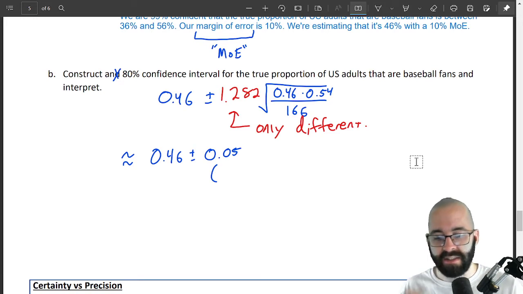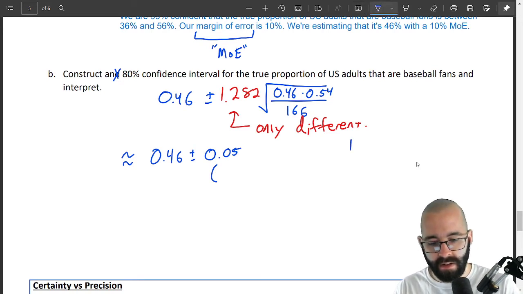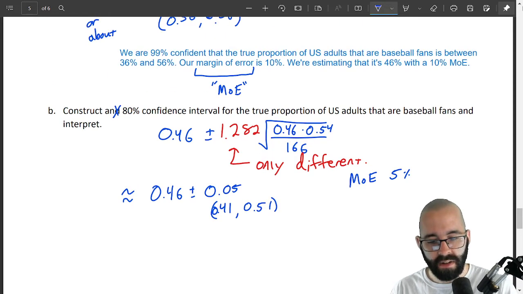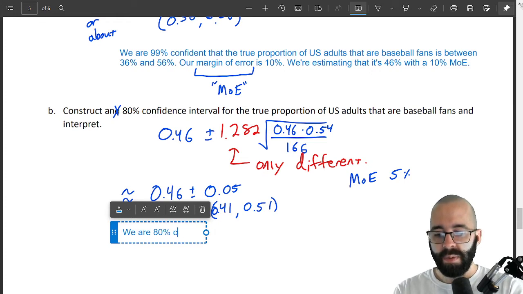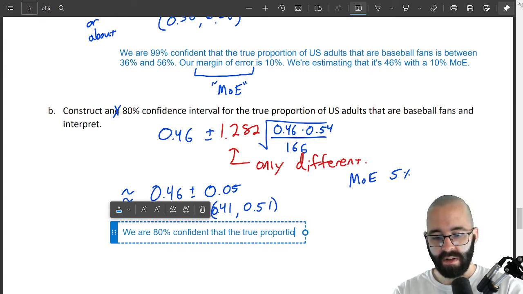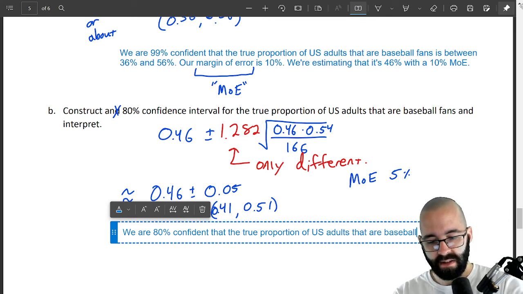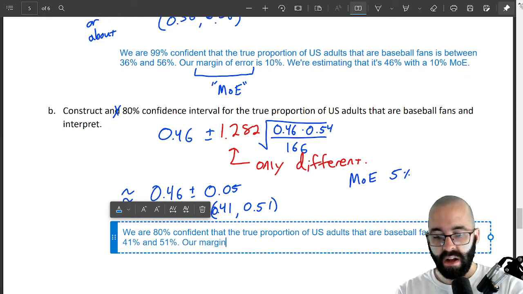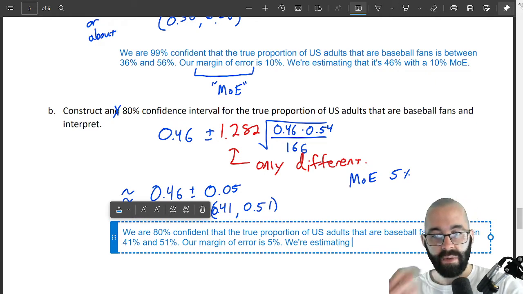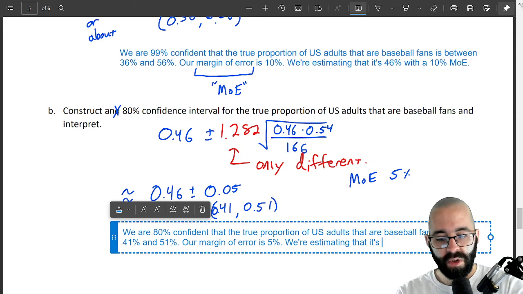Whereas over here, notice that this margin of error is 5%. So here it's down to 41% and up to 51%. Or likewise, let's say what it means over here. We are 80% confident that the true proportion of US adults that are baseball fans is between 41% and 51%. Our margin of error is 5%. We're estimating still, right? We have the same p hat. We have the same point estimate that the true proportion is about 46%, a 5% margin of error.